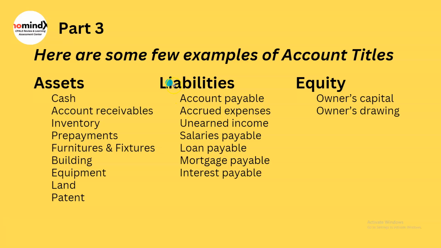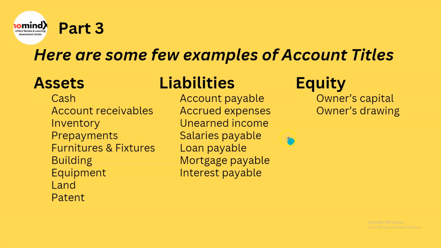Let's move to the liabilities. An example is accounts payable. If we acquire goods, because you are in trading, you acquire goods from your supplier, or you acquire supplies, and you have not yet paid for them, you put that on the credit side as accounts payable, and on the debit side as inventory.